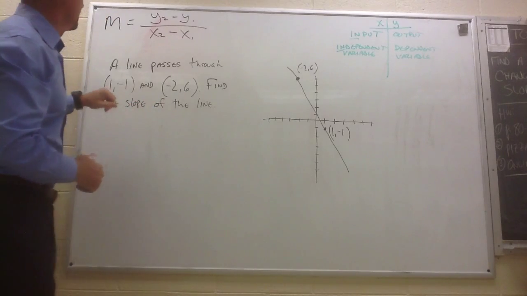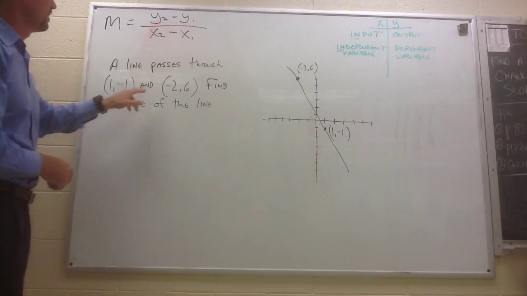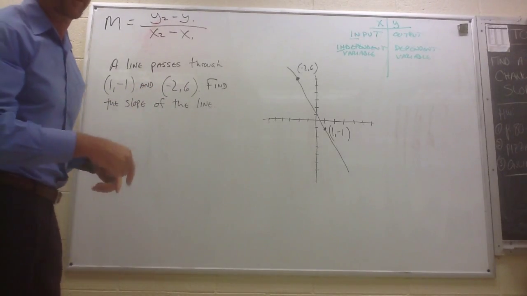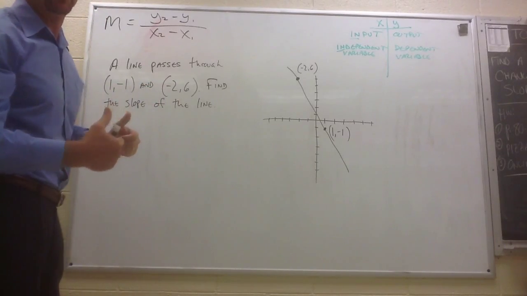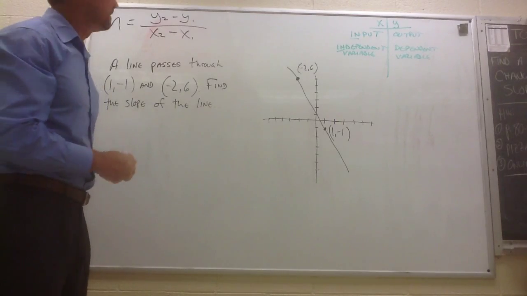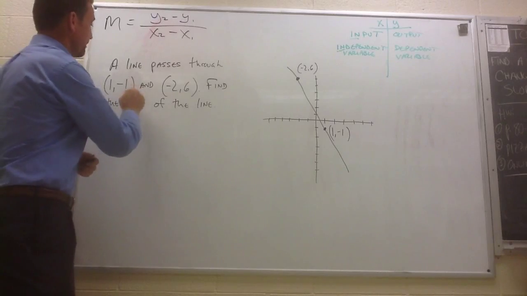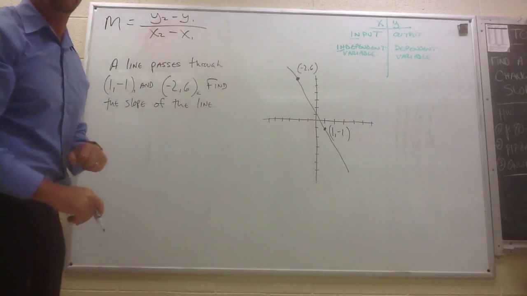We have instructions that tell us a line passes through the points (1, -1) and (-2, 6). Find the slope of the line. The first thing we want to do is call one of these points point 1 and one of these points point 2, so we can keep our x and y coordinates straight. Since this one has a bunch of 1's in it, I'm going to call this point 1, and this point 2.